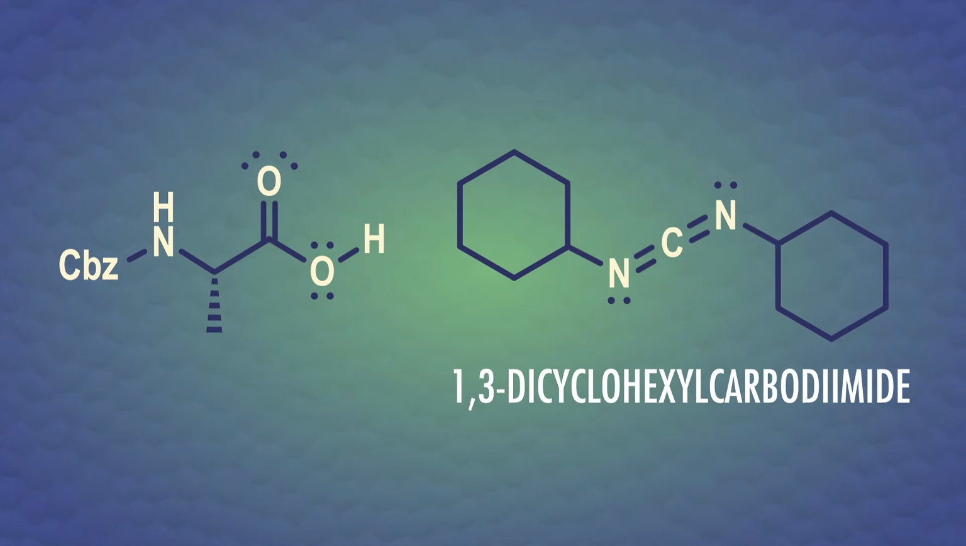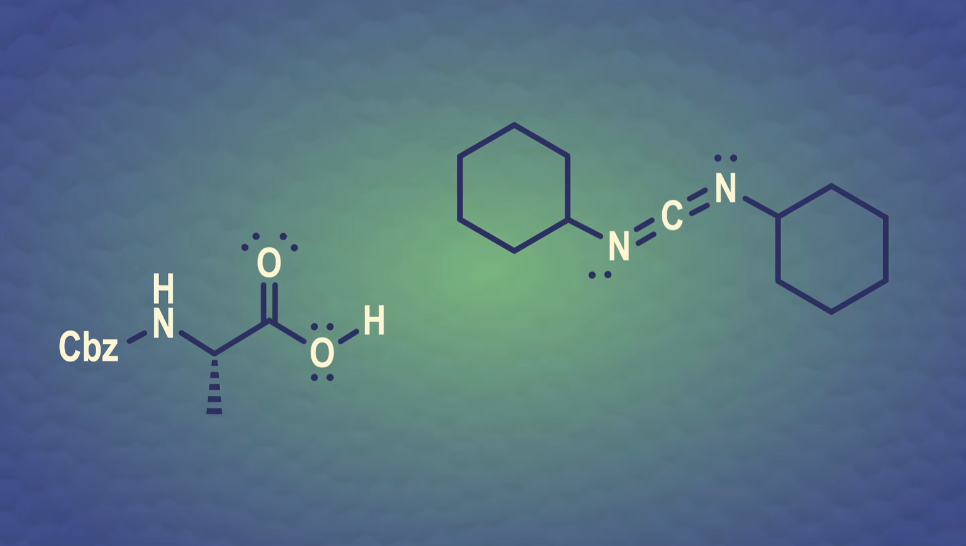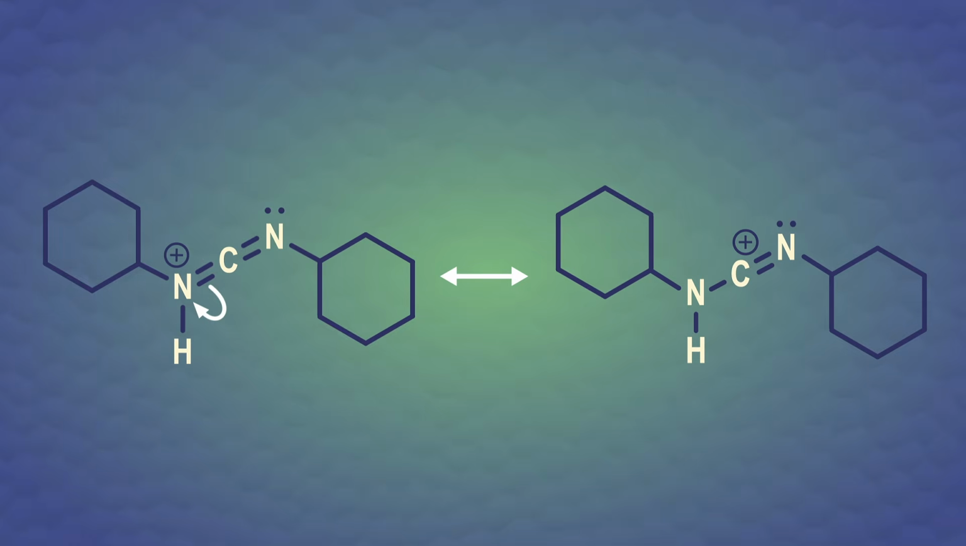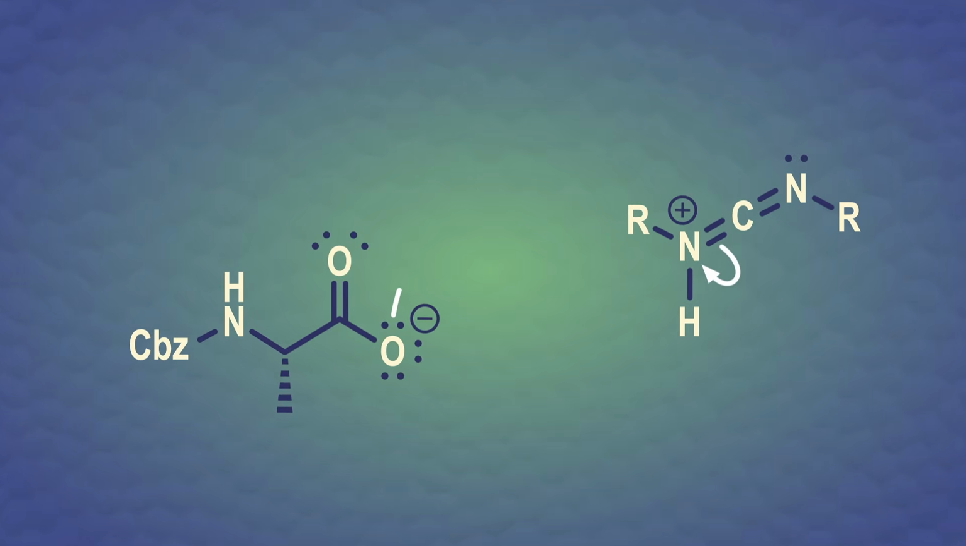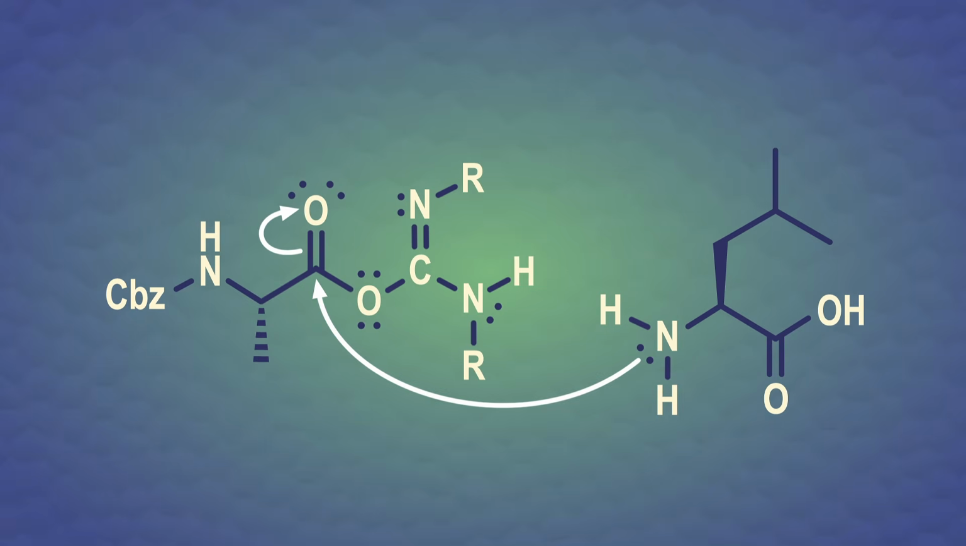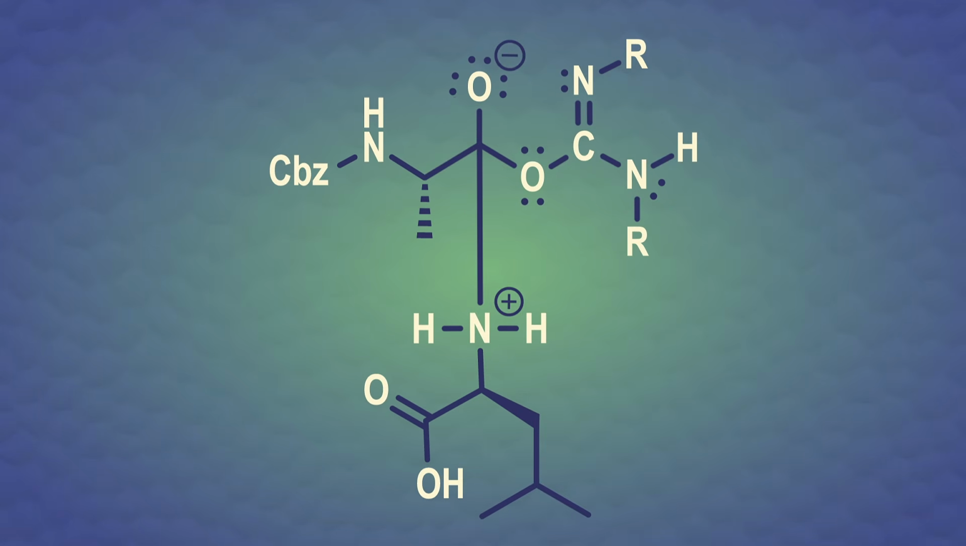The nitrogen of DCC first grabs a proton from the carboxylic acid of alanine, forming a salt. The protonated DCC has resonance stabilization, and this aminium ion is electrophilic at the carbon. Even the weakly nucleophilic carboxylate we just formed on alanine can attack it. This way, when we add leucine, it attacks the alanine in the familiar addition-elimination mechanism of carboxylic acid derivatives.